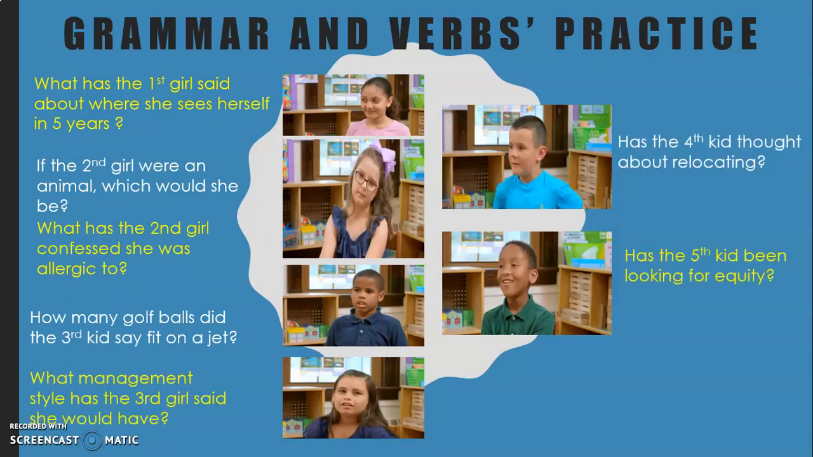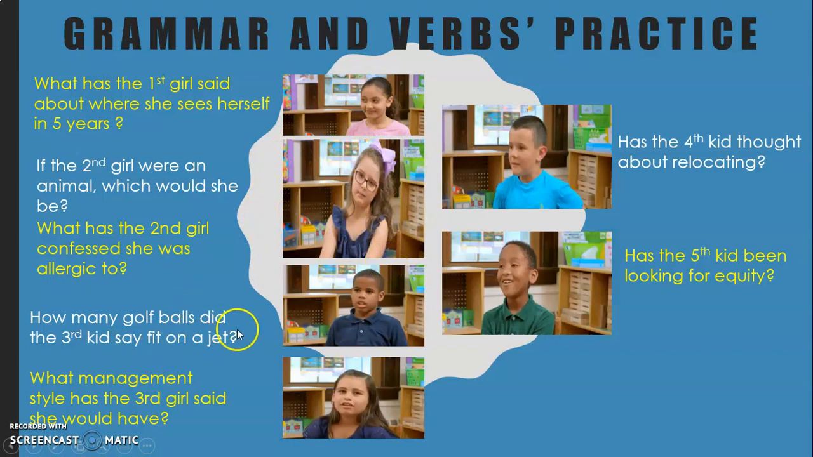These are the questions. What has the first girl said about where she sees herself in 5 years? And you see the interview in the first section. This is present perfect tense, have and has and past participle. If the second girl were an animal, which would she be? And what has the second girl confessed she was allergic to? This is the second girl. Remember, she has lots of seasonal allergies.